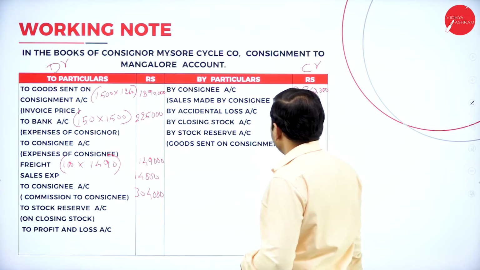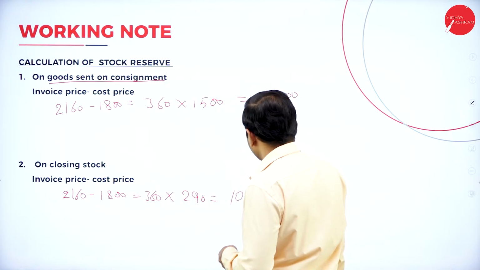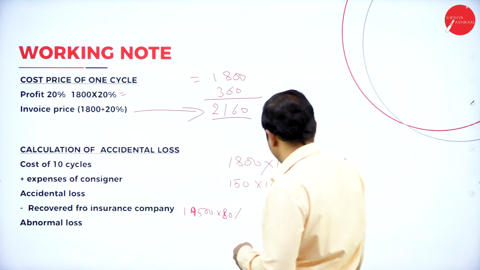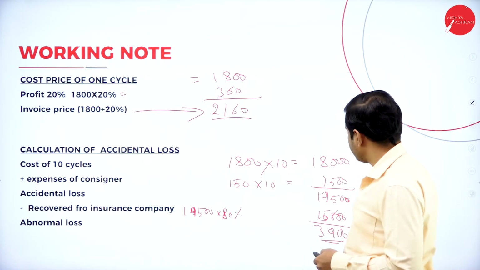Okay. Again, by accidental loss account. So what is our accidental loss? See, keep this in mind. This is abnormal loss. This is accidental loss. 19,500.